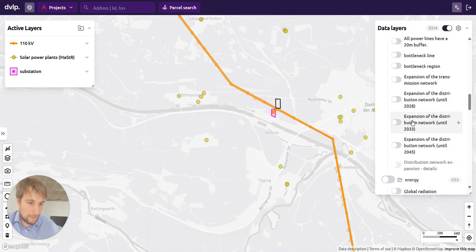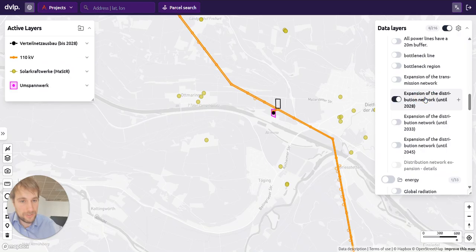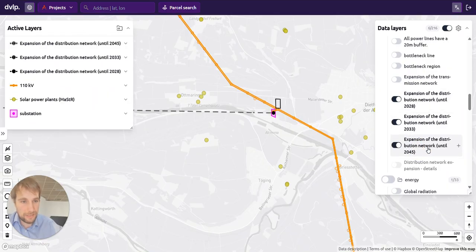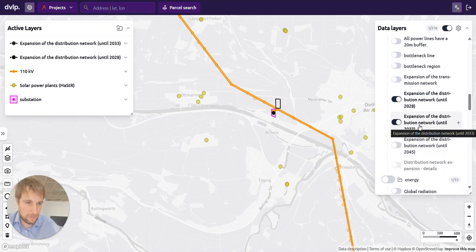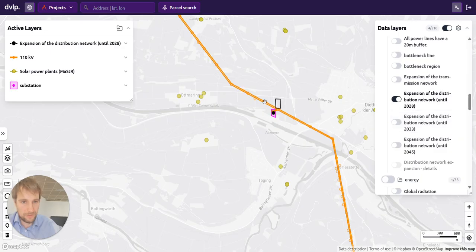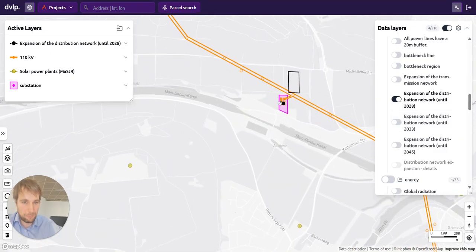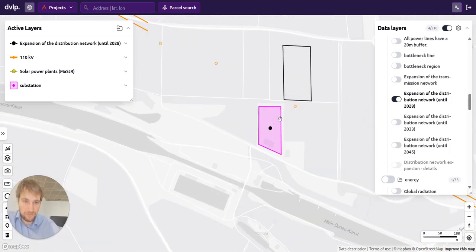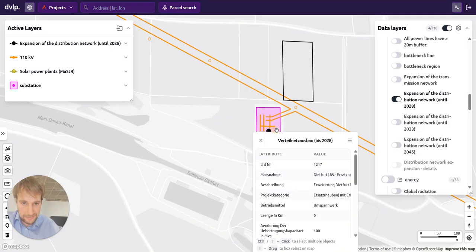At dvlp.energy, we have digitized all grid connection plans and are continuously updating them as well. So here you see the expansion measures in detail on the map with different planning horizons, 2028, 2033, and 2045. Now, 2045 might be a little bit too long term, but let's have a look here. For 2028, a black point appeared on our map indicating an expansion measure. So let's have a look at what this says.